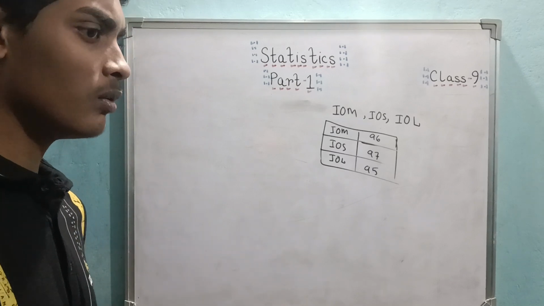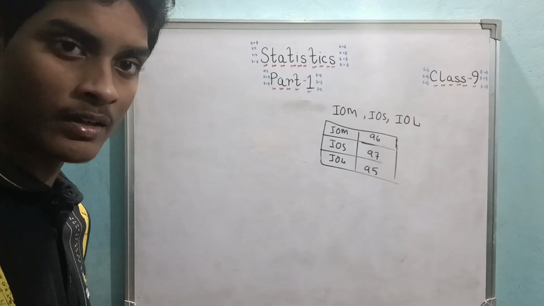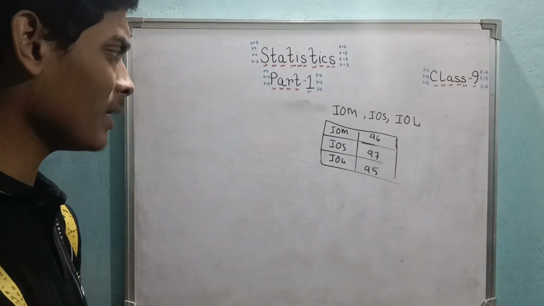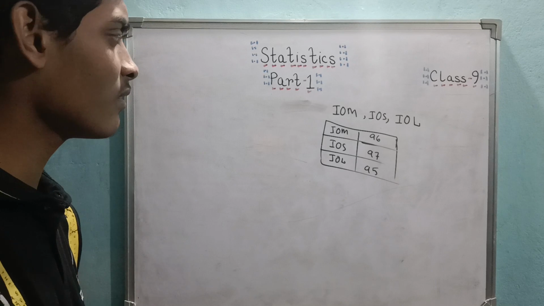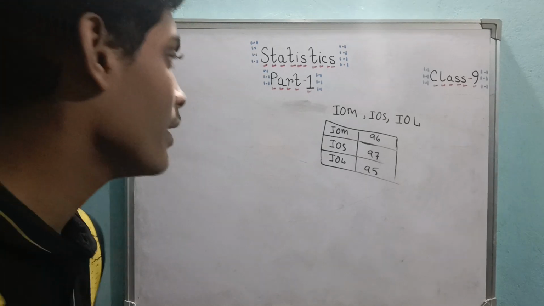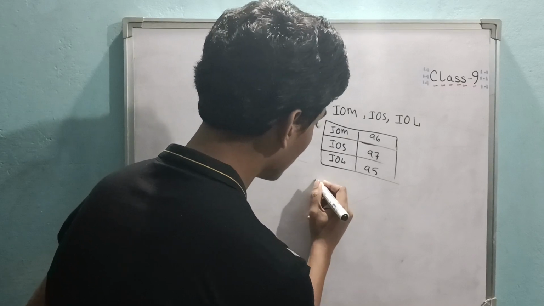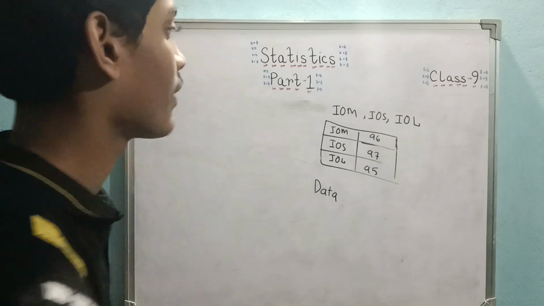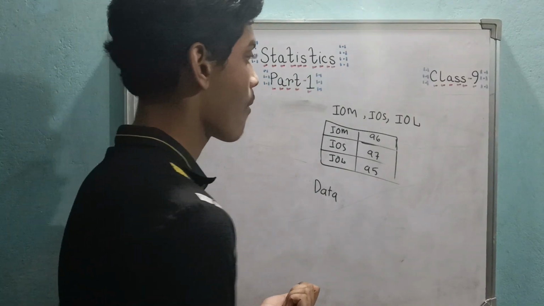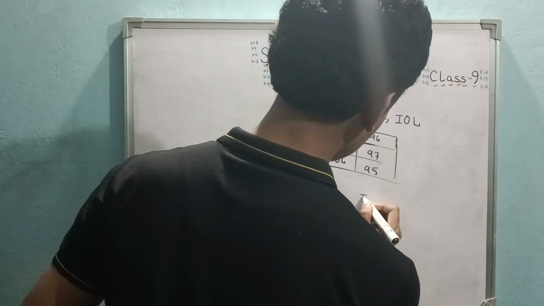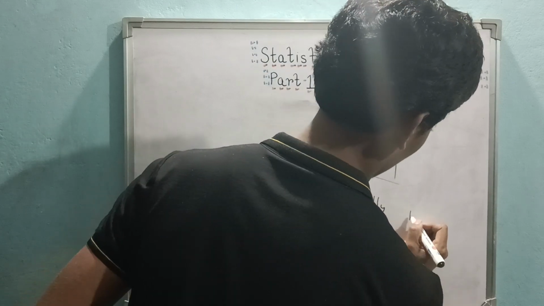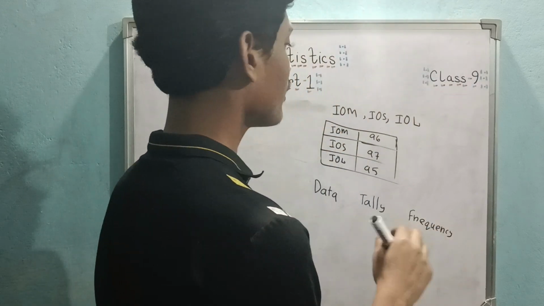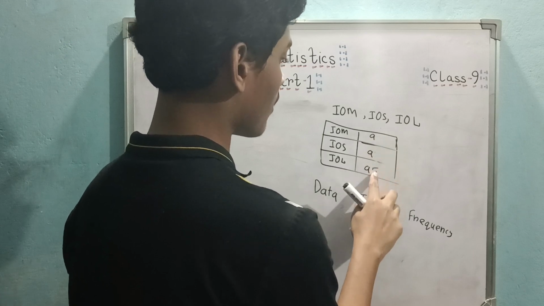But you are children of the advanced era. So this type of easy, old-fashioned table, do they look nice? What if I frame a table like this? A data column to write the exams you have given, and then a tally column and a frequency column. So for my convenience, I am decreasing the marks.